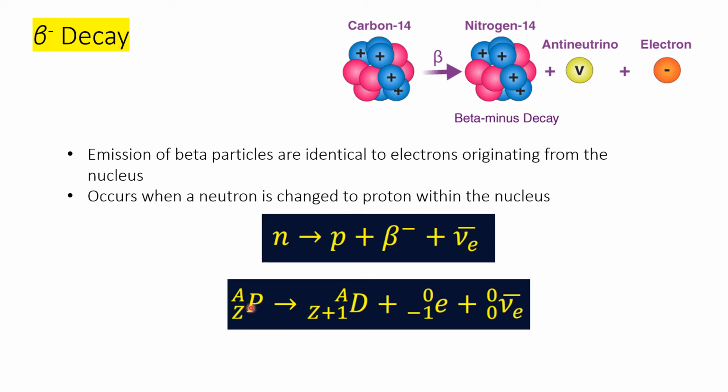So you have your parent P, A Z, which decays to D, A, the same A, while your Z changes by 1, so Z plus 1, plus your electron, and then plus your antineutrino. So you can use this one later in exercises in forming your beta decay equations for your unstable nuclides.